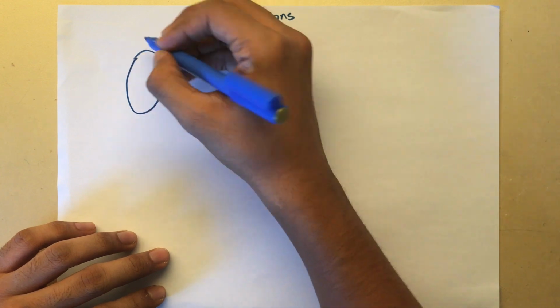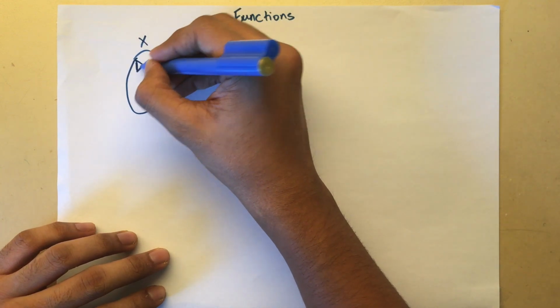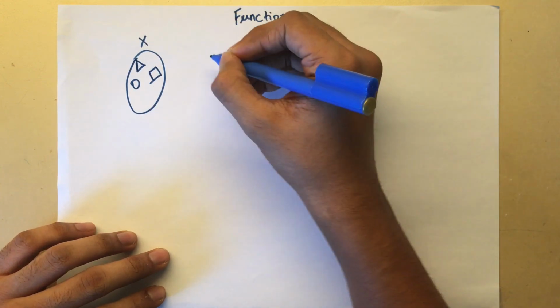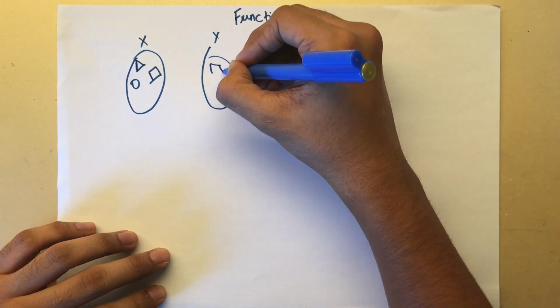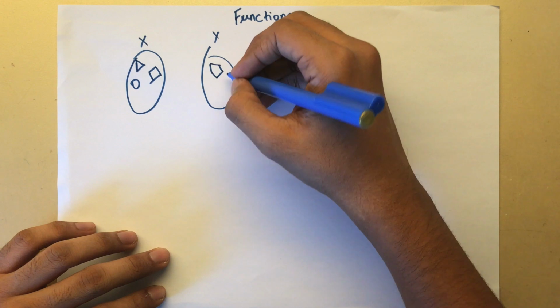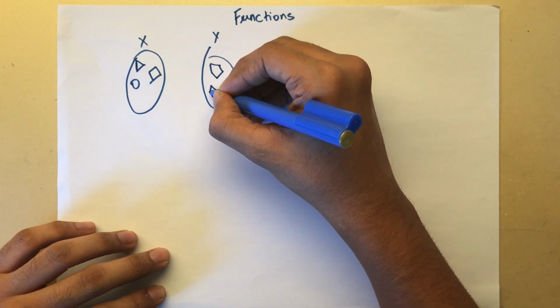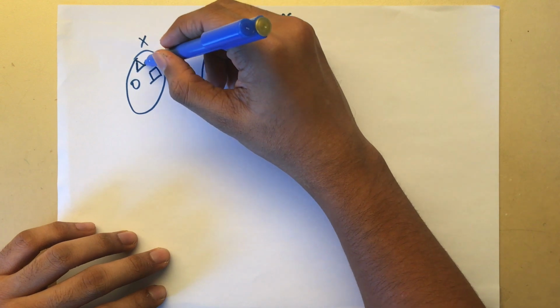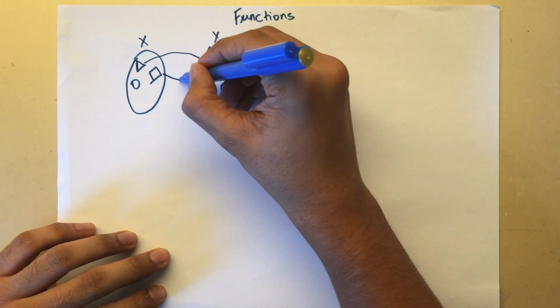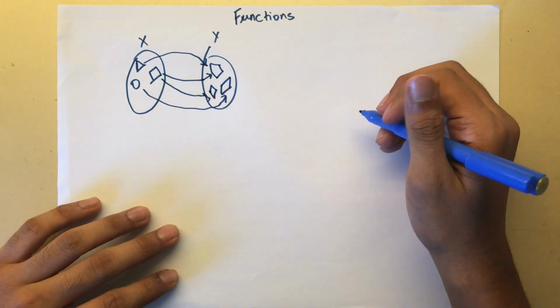Like, let's say we had a set X, which was made up of a triangle, a circle, and a square, and a set Y, which was made up of a pentagon, a diamond, and let's say a parallelogram. Okay, and if I just related these together, there we have a relation.